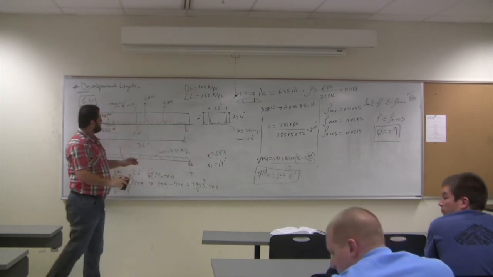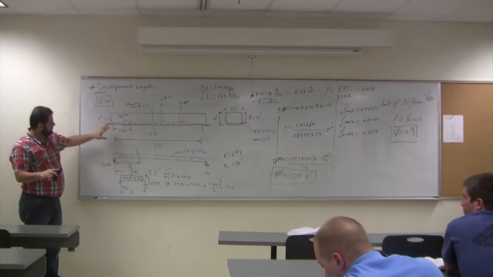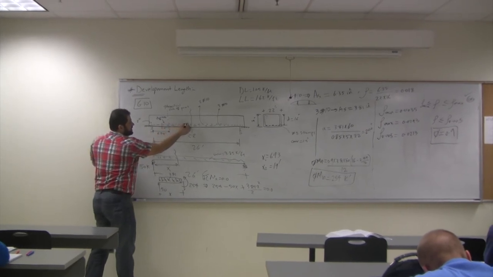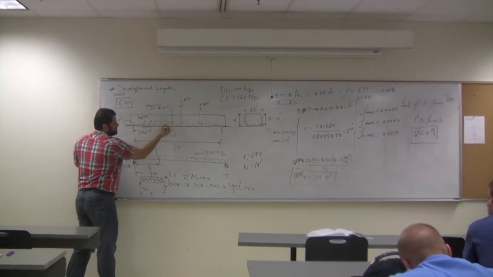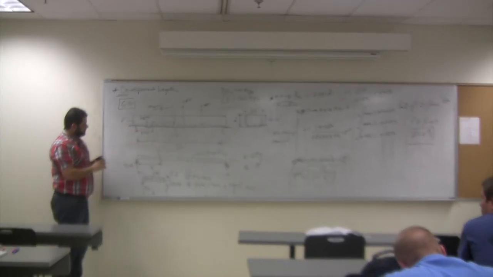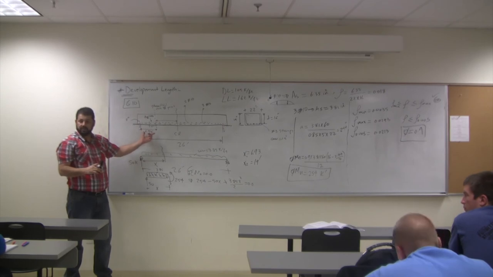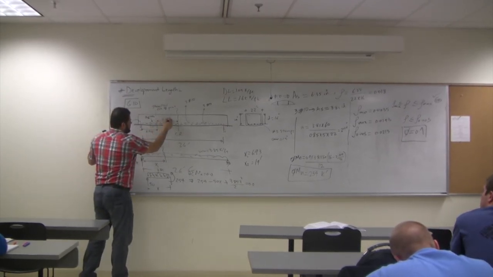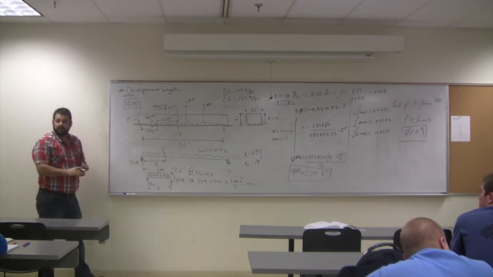Okay, one second before, let me just make sure we are following. What's this distance here, guys? 13 minus 6.93. 6.07. Yeah, 6.07.